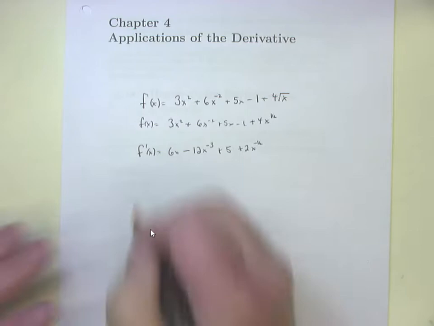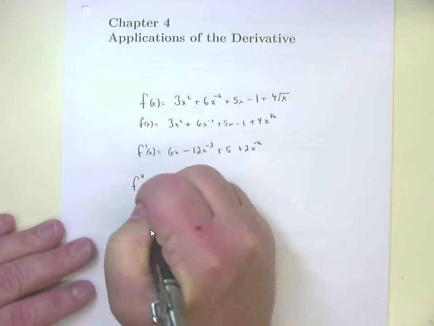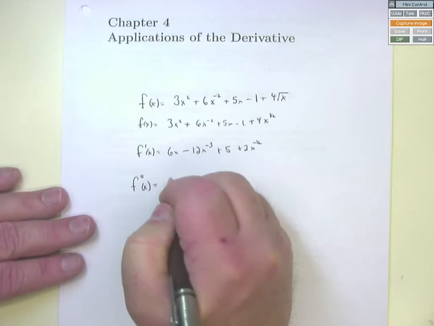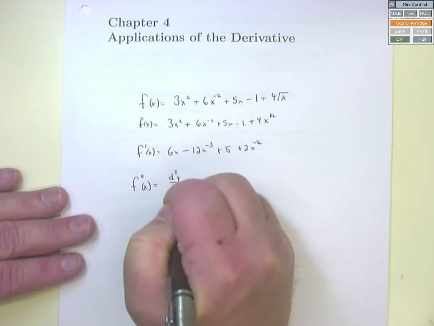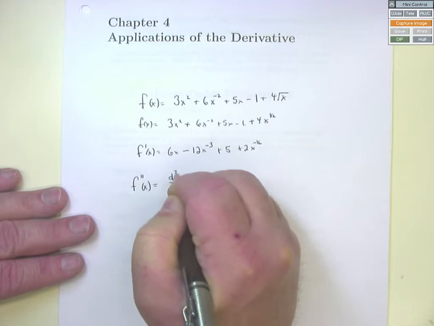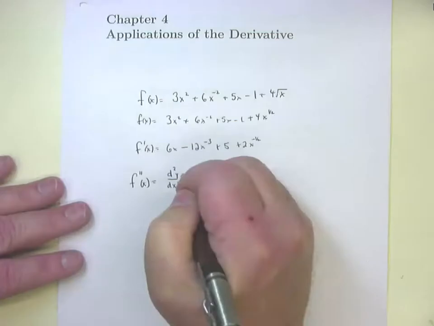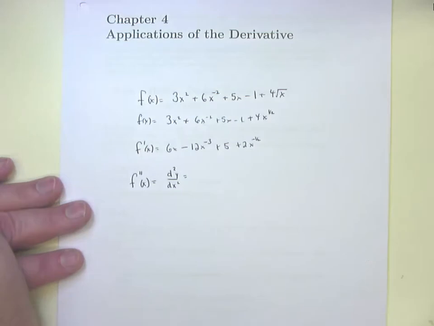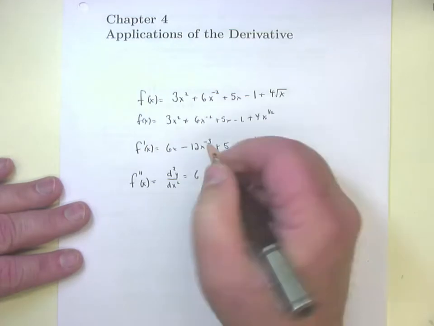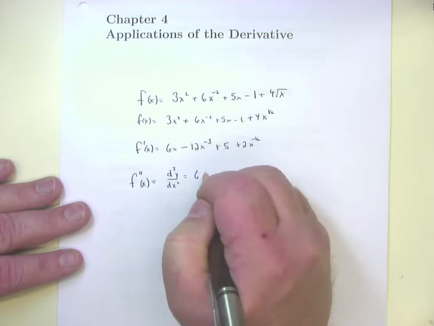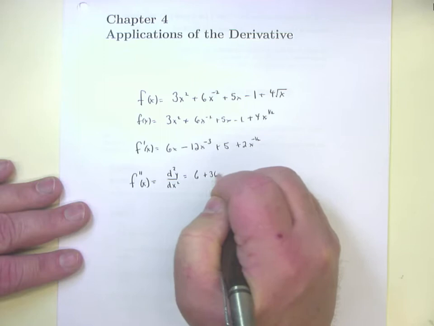This idea of higher order derivatives are the derivatives of derivatives. So we're talking about the second derivative. So this would be f double prime of x. If I use the Leibniz notation on this, this would be d squared y over dx squared. The little 2 up there means it's the second derivative. So what's the derivative of 6x? It's the derivative of the derivative. Derivative of 6x would be 6. Derivative of minus 12x to the negative 3. Negative 3 times 12 is what? Plus 36x to the negative 4.